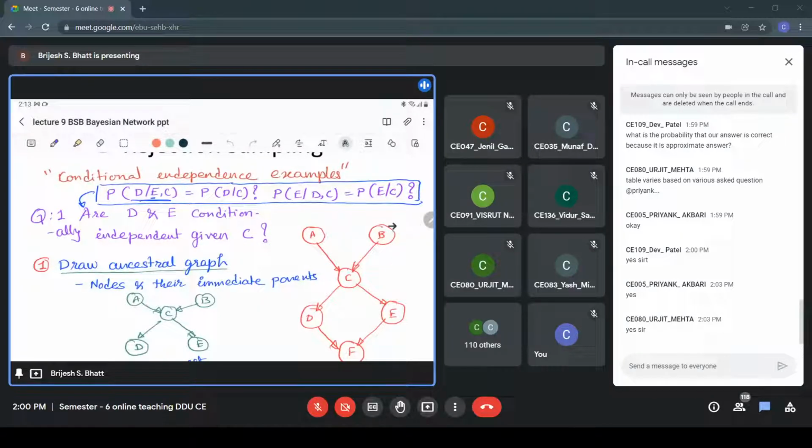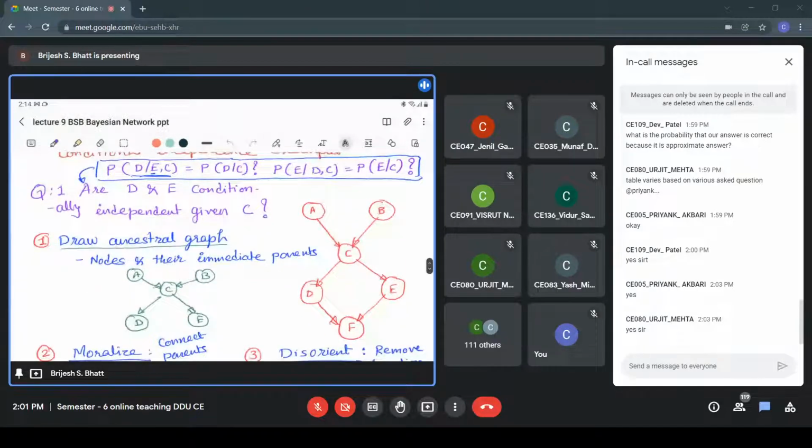As we had seen earlier also, they are conditionally independent in this, right? We had seen this in the naive Bayes classifier also. We said that D and E are independent. They depend only on C. But let's find out a procedure to do that.